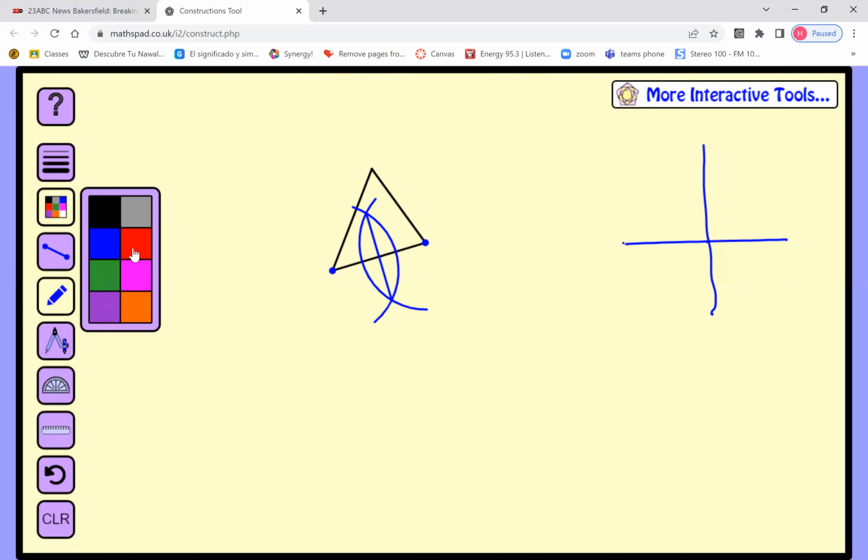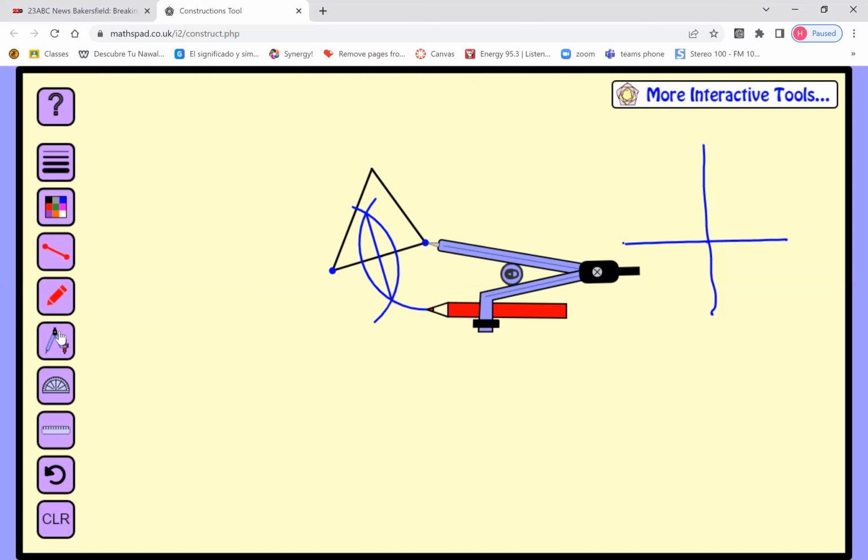Now, in red, let me do my final work. I'm ready to draw a median here. What a median is, is connecting a midpoint of a side. So we can see the side, connecting the midpoint, so this midpoint, with the opposite corner. So I'm just going to connect, in red, this midpoint to this opposite corner.